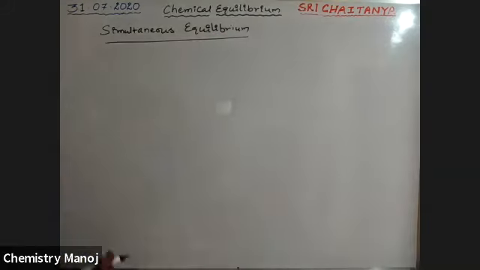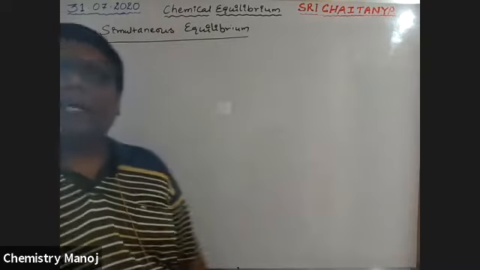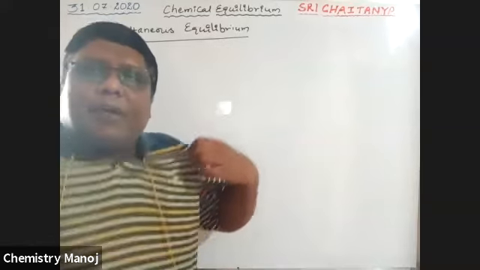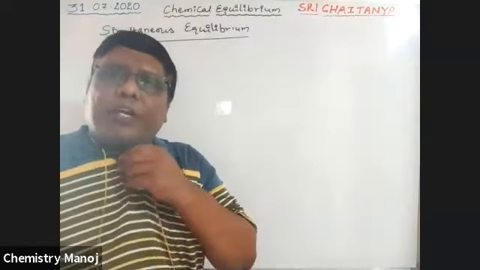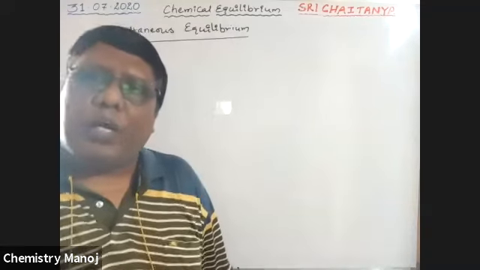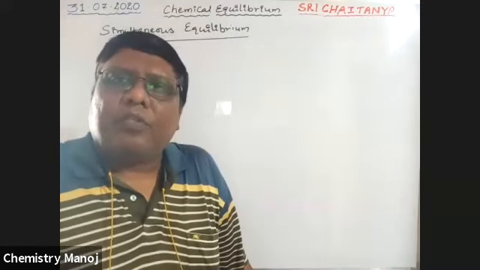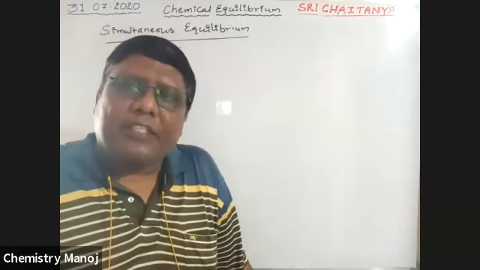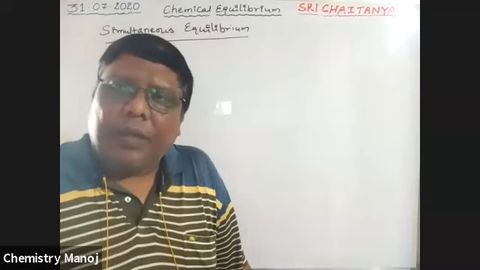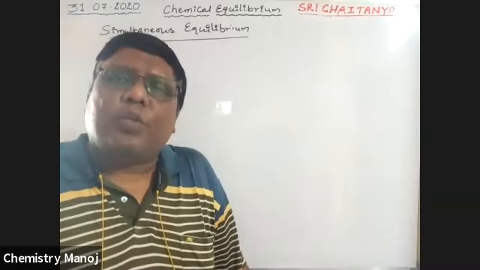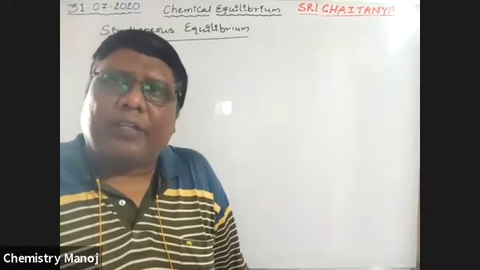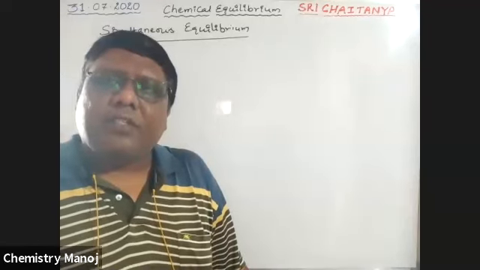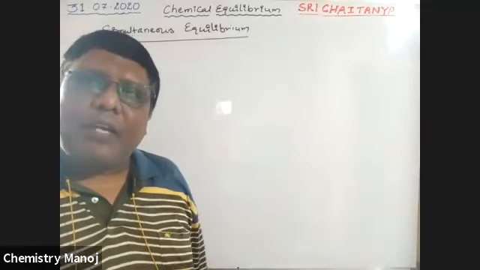Simultaneous equilibrium. What is this simultaneous equilibrium? Simultaneous means that two or more equilibria exist. They take place in a single closed vessel, simultaneously. One of the reactants or products should be common in those two equilibrium reactions. Then those types of reactions are called simultaneous reactions.